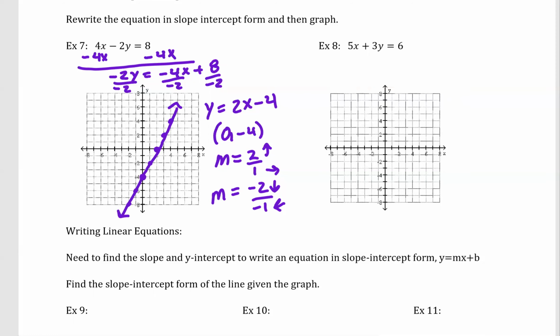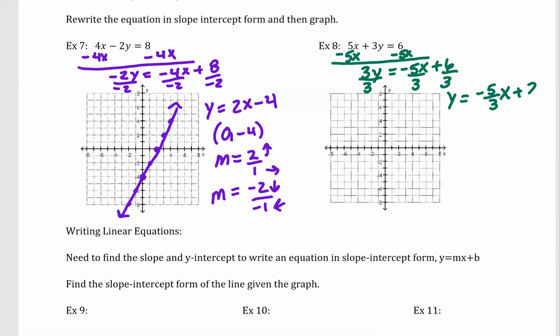Example 8. Again, it's a line in standard form, which means x and y are on the same side. We need to solve for y. So the first thing we'll do is subtract 5x from both sides. And then we'll divide everything by what's in front of y. And simplify. y = -5/3 x + 2.